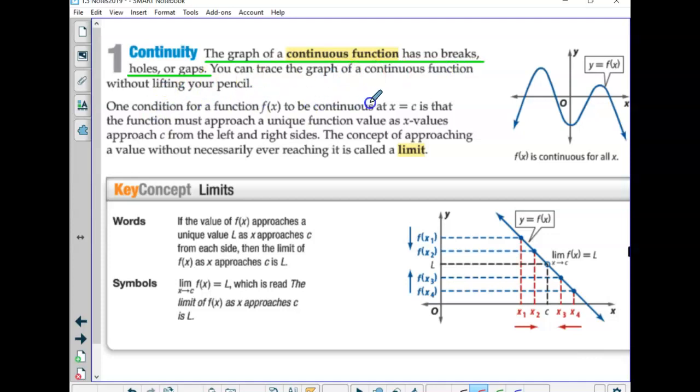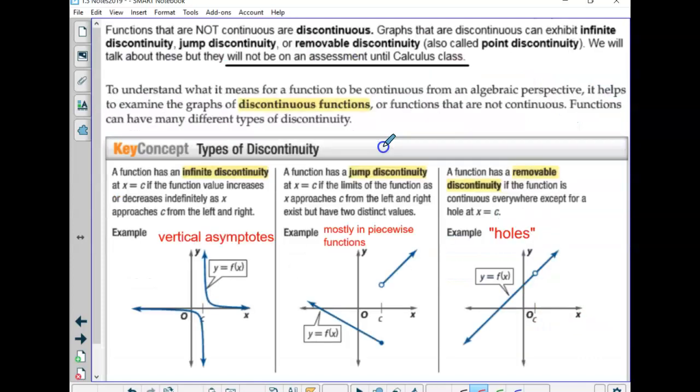One condition for a function to be continuous at a particular value, okay, is that it approaches the same from the left and right, and that it exists at that value. We deal with this a lot, again, with limits later in the year. Thank you. Yes, Cameron.